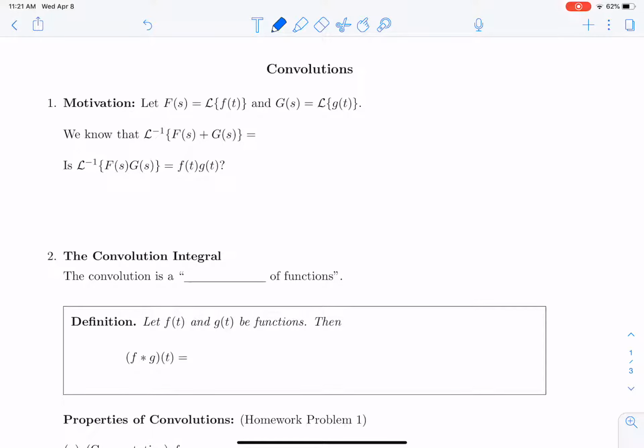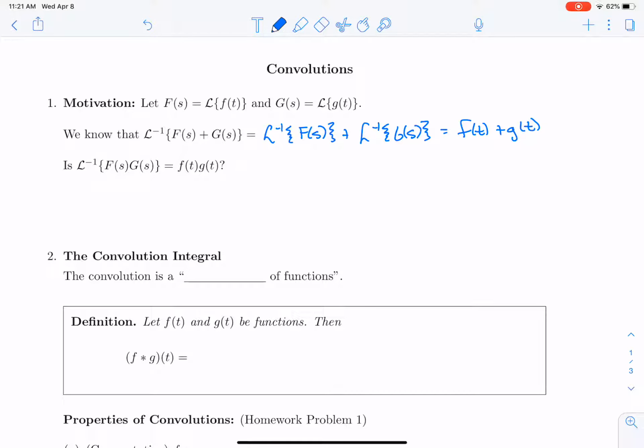We know that the inverse Laplace transform of capital F plus capital G is the inverse Laplace transform of capital F plus the inverse Laplace transform of capital G, which we can just write as little f plus little g. This is due to the linearity of the inverse Laplace transform.